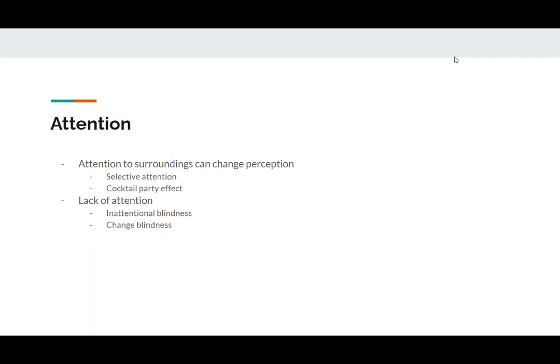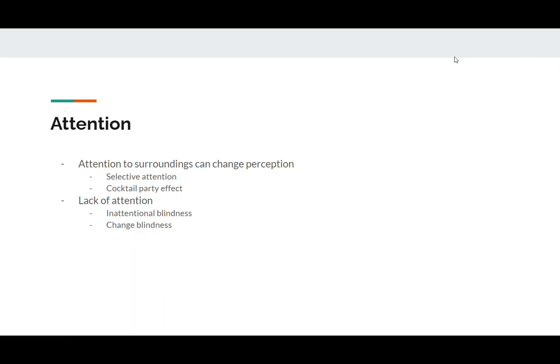Now, attention is a really interesting topic because, I swear to God, your parents or your teacher will say, like, please pay attention to what I'm saying. Attention to our surroundings can change our perception, which is super interesting and you may want to hear this. Selective attention is our focus on a particular stimulus among others.